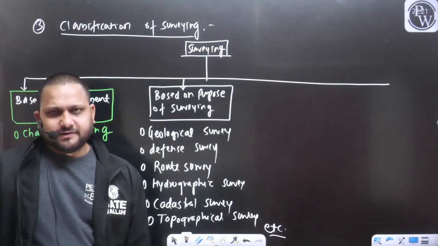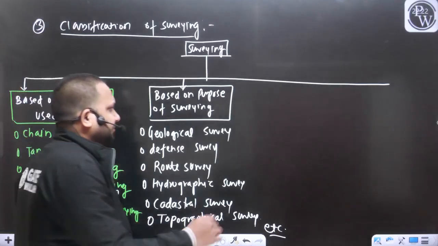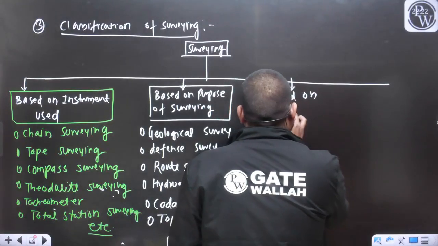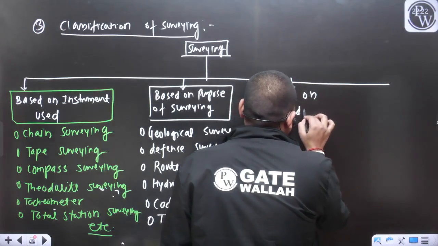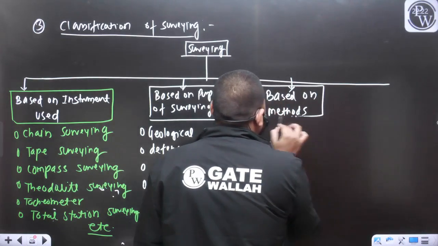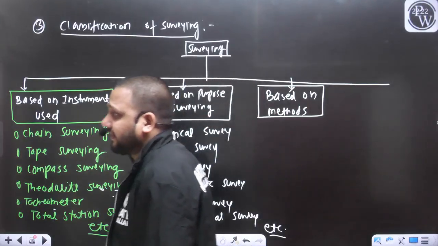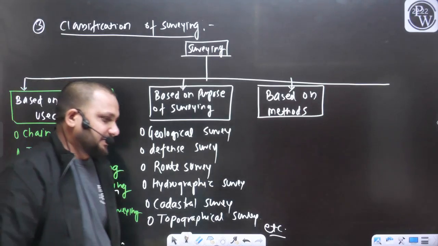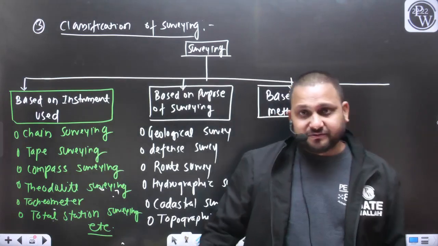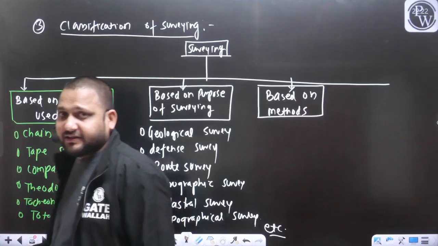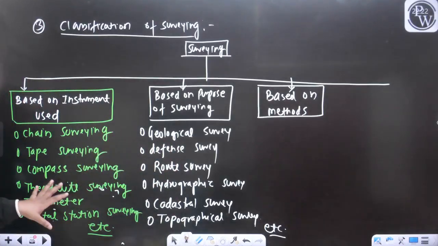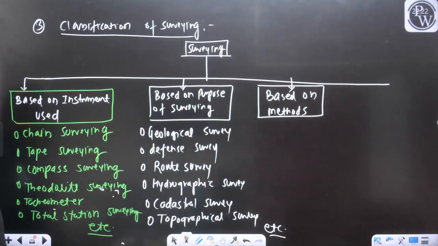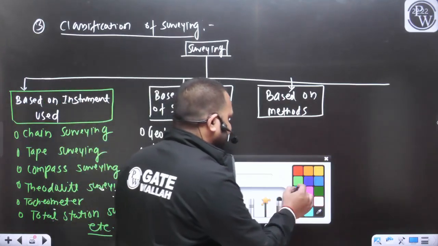Now the next discussion. The next classification that we can do is based on methods of surveying. What are the methods that you are going to use for the collection of the data? Earlier, these were the instruments that you have used for the measurement. Now we are talking about the methods. So we can also classify the surveying based on the various methods.